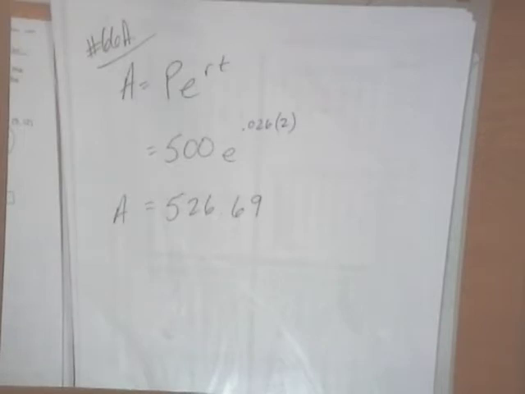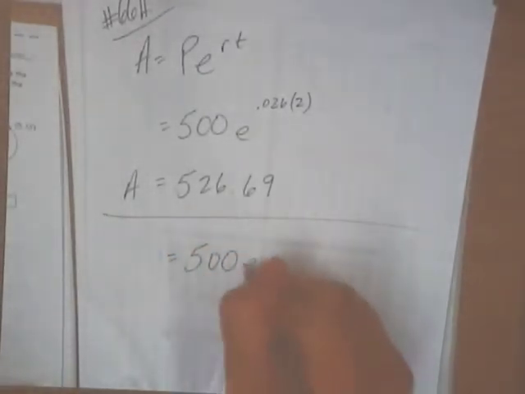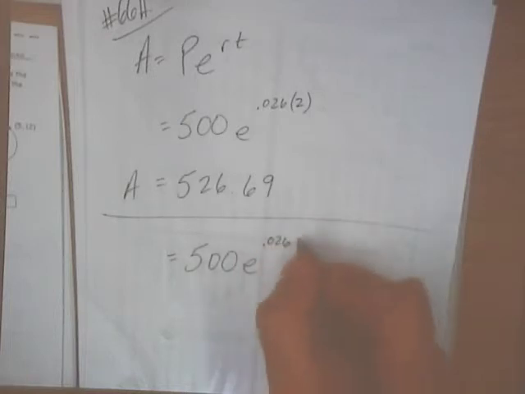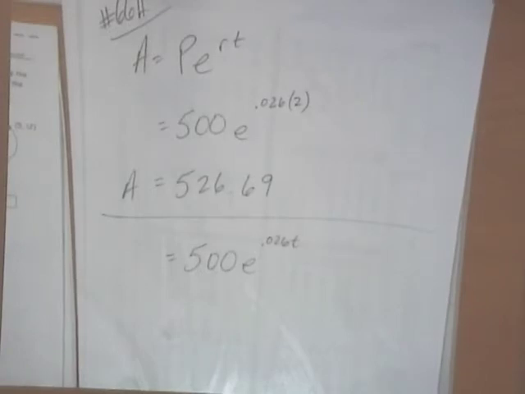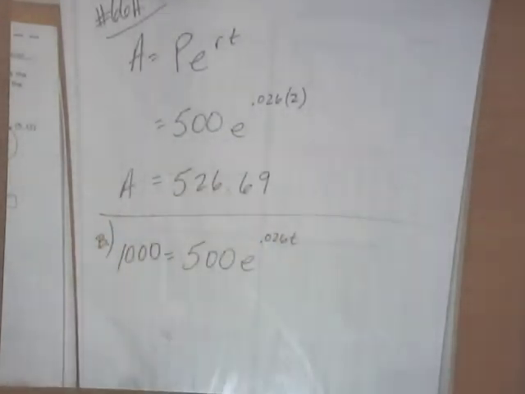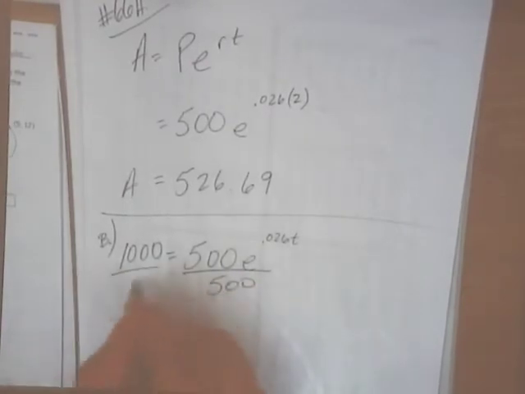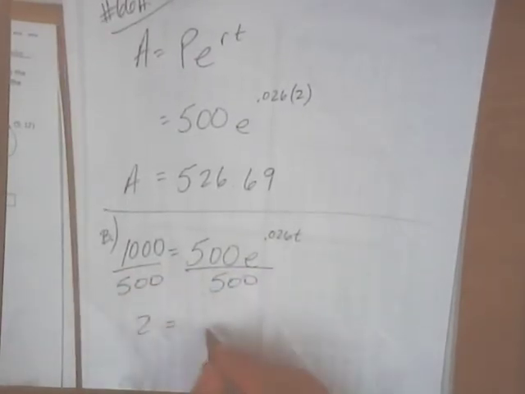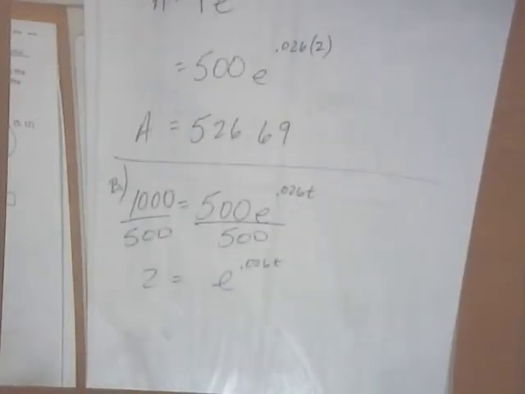And B, they want to know how many years will it take to double. 1,000. 1,000, right? That'll double my money. What do we do first? Divide by 500. So 2 is equal to e to the 0.026t. Take natural log of both sides.